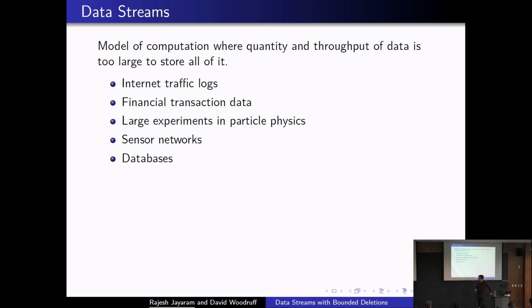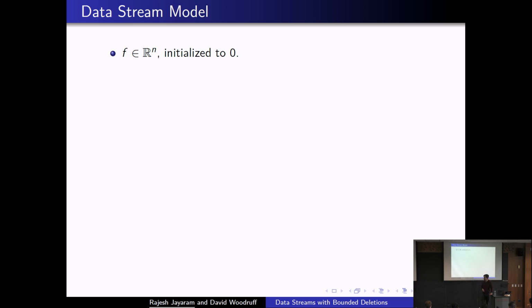So the classic model is you have some vector f in R^n, and generally you want to think of n as being ginormous, like several billion, way too large to store in memory. At the beginning, it's initialized to 0. For instance, coordinate i of f could represent the number of outgoing connections from IP address i, or i could refer to a pair of IP addresses, with the number of connections between IP address i and j, and then you have the square of the number of coordinates.